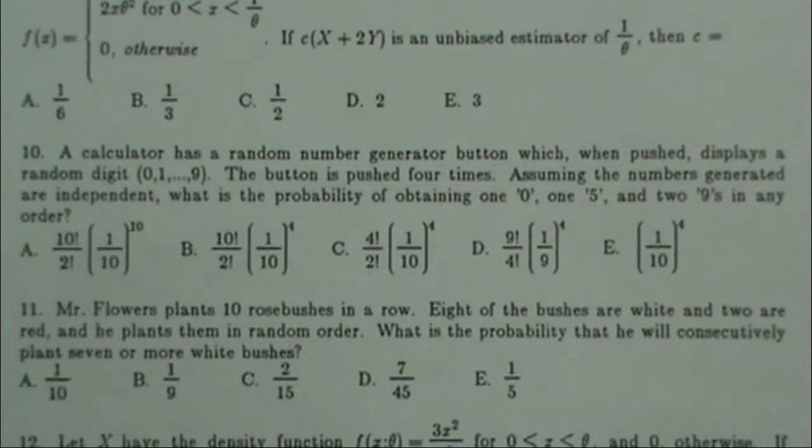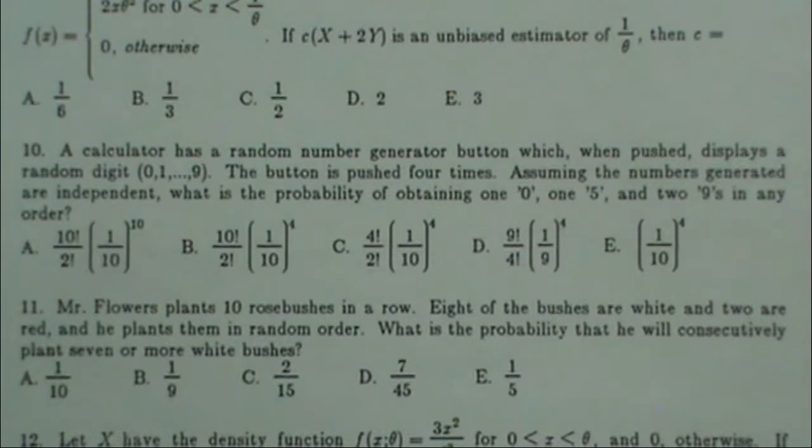Problem number 10. A calculator has a random number generator button which, when pushed, displays a random digit between 0 and 9. The button is pushed 4 times. Assuming that the numbers generated are independent, what is the probability of obtaining 1, 0, 1, 5, and 2 9s in any order?